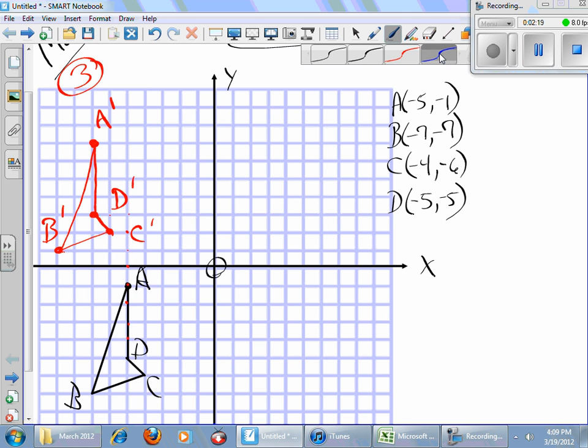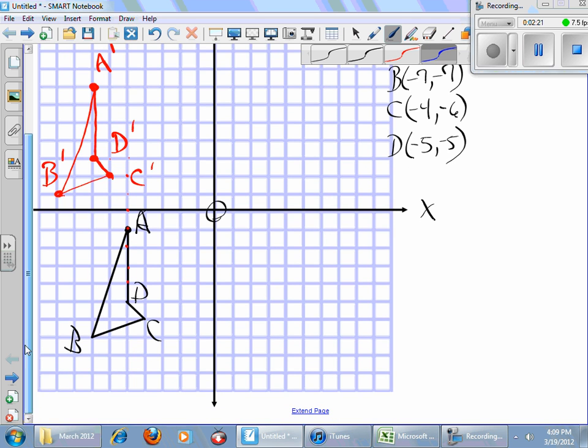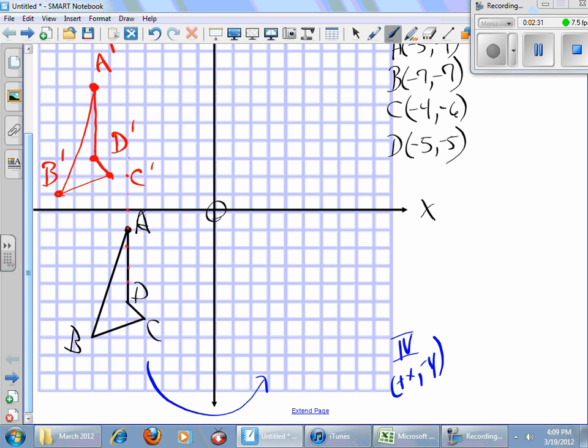All right, now I need to rotate the original 90 degrees counterclockwise. Well, counterclockwise is going to send me this direction over to the 4th quadrant, right? And I'm going to have a positive x and a negative y. How do I know that? Because I'm in the 4th quadrant. X is always positive, y is negative in the 4th quadrant.